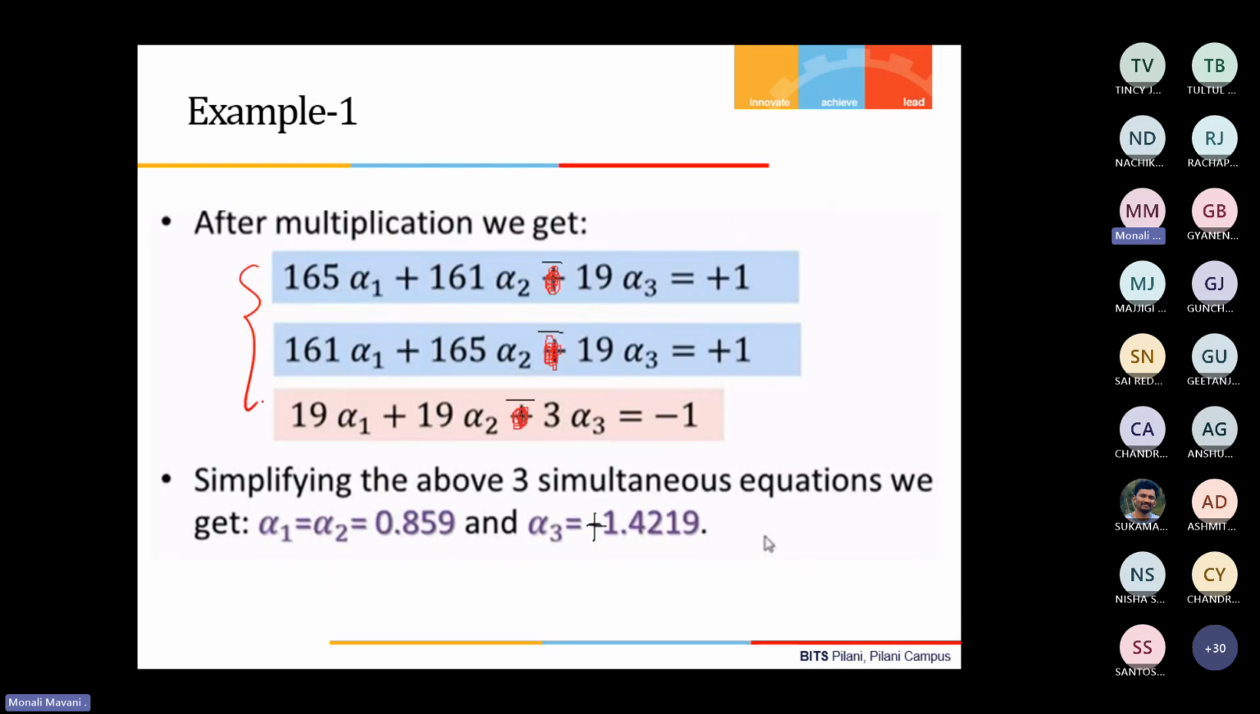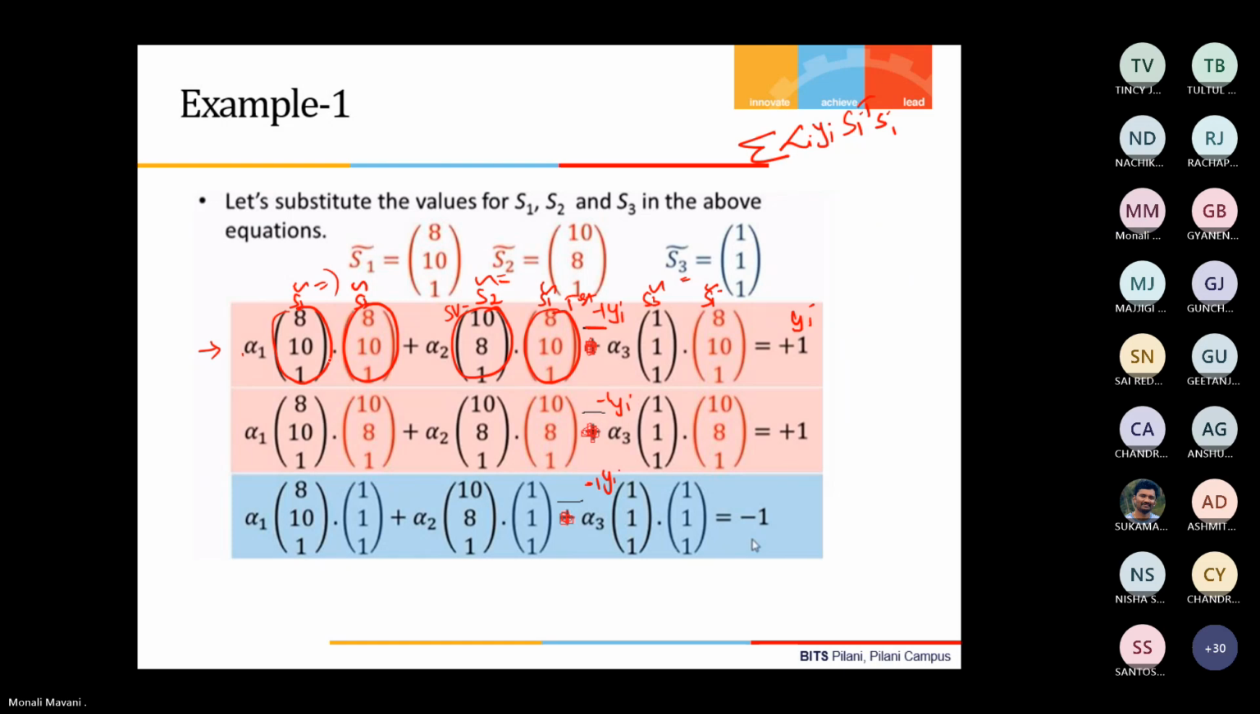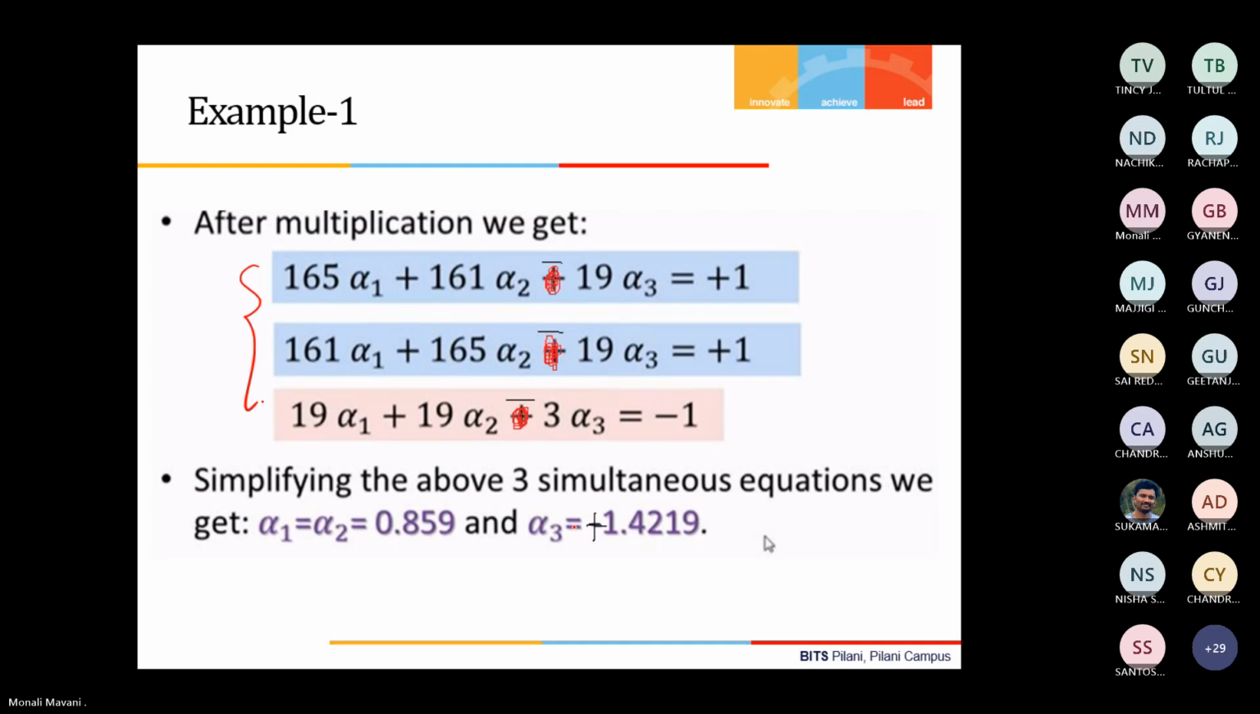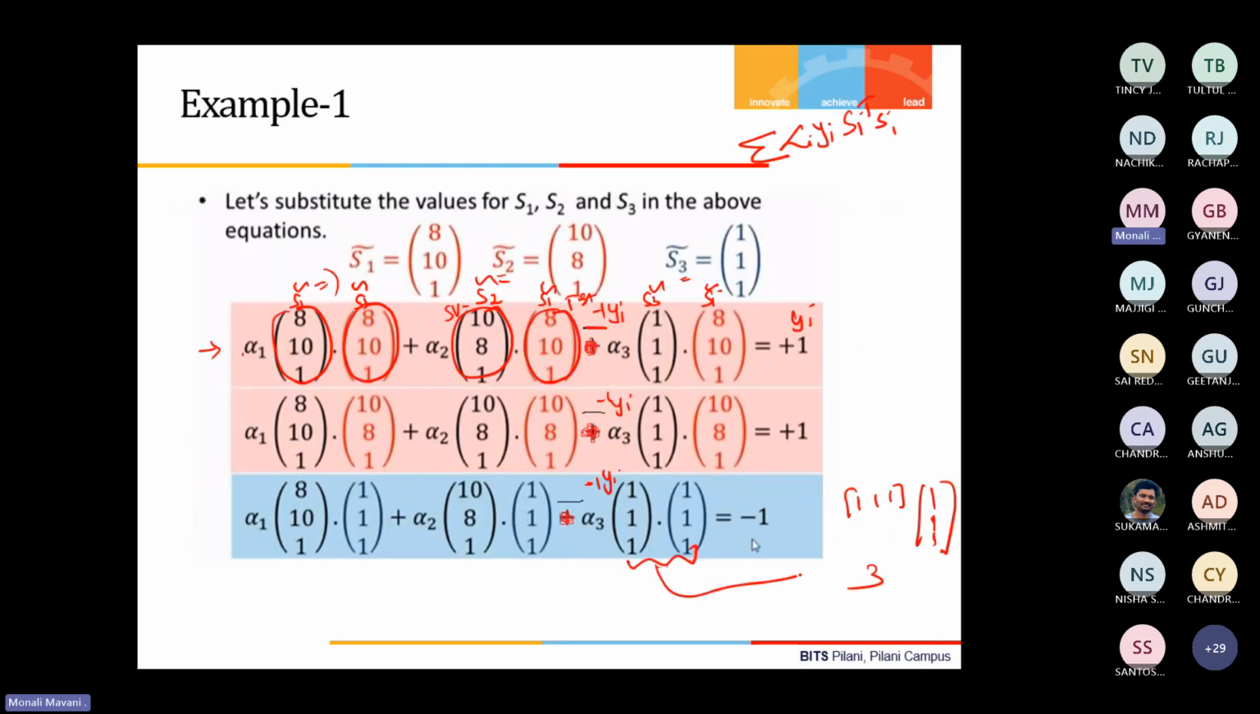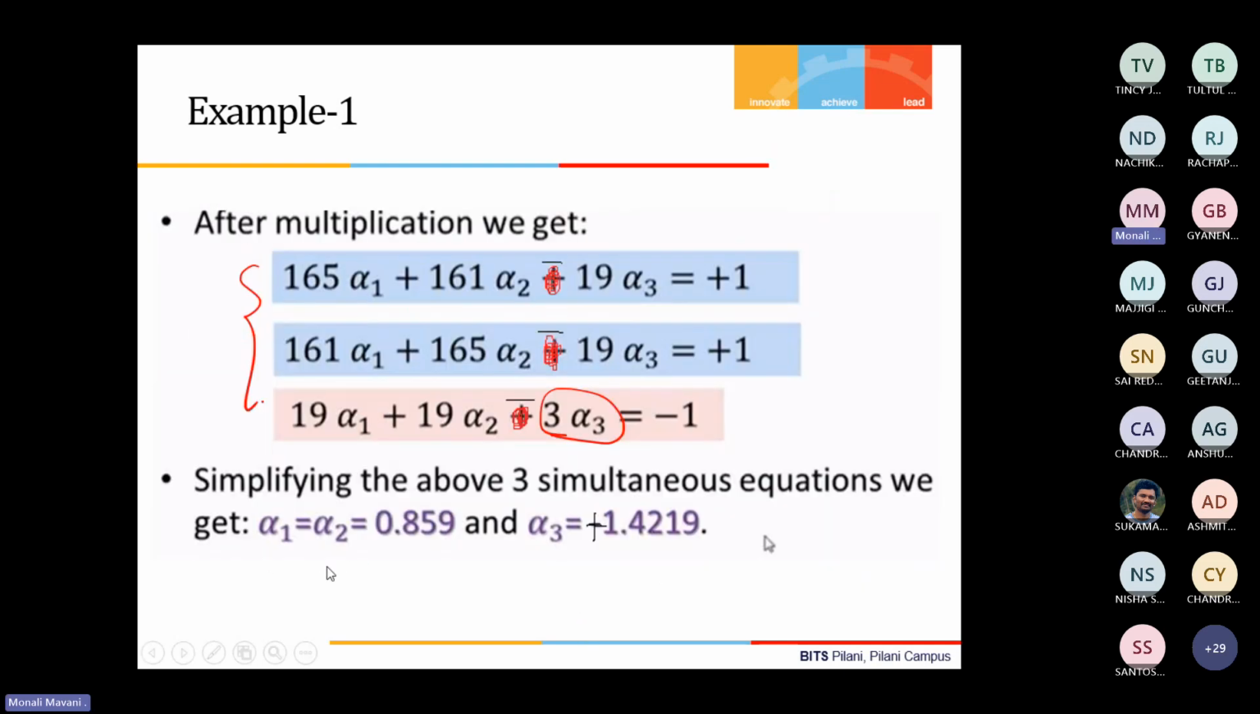We got these 3 equations here. You can perform the dot product. Let's say a simple dot product: 1, 1, 1 with 1, 1, 1. What is the dot product of these two? Yes, 3. So here it is 3 alpha 3. I've shown this simple calculation. Similarly, perform all of these dot products. We got 3 simultaneous linear equations in 3 variables. When we solve for this, you will get alpha 1, alpha 2 and alpha 3 values.